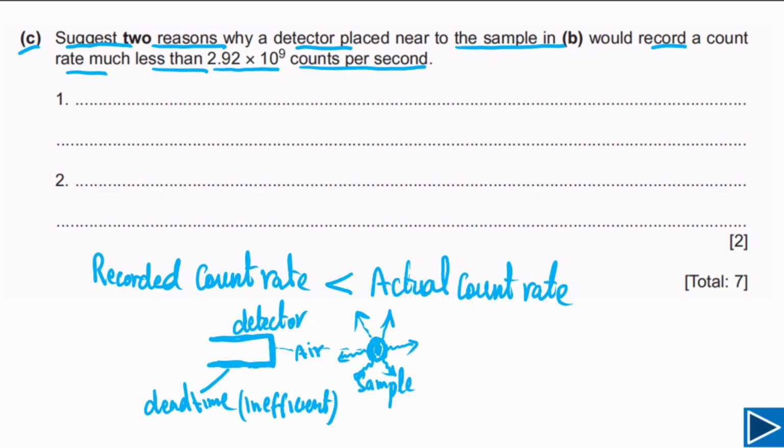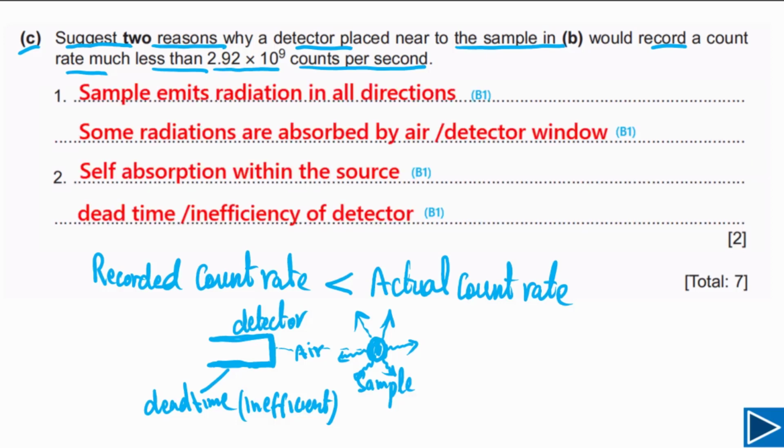So let me show you how you can write down your answer in a proper way. This is how you can write down your answer. I have mentioned these points. If you have written these points or you have an understanding of these points, you will get 2 marks. You only need to mention 2 points. But here you can see there are 4 points. Self-absorption within the source can also be a cause of less count rate. You can say dead time or inefficient detector. If you write down any 2 points, you will get 2 marks. The first 2 points are very easy to understand, so you can focus on the first 2.